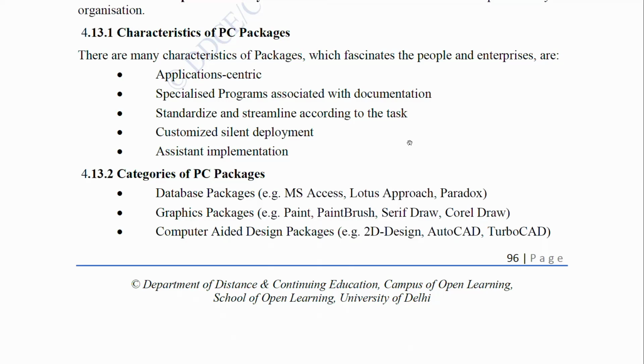4.13.2 Categories of PC packages. Number 1, data packages. Example: MS Access, Lotus Approach, Paradox. Next point, graphics packages. Example: Paint, Paintbrush, Serif Draw, and Corel Draw. Next point, computer aided design packages. Example: 2D Design, AutoCAD, TurboCAD.